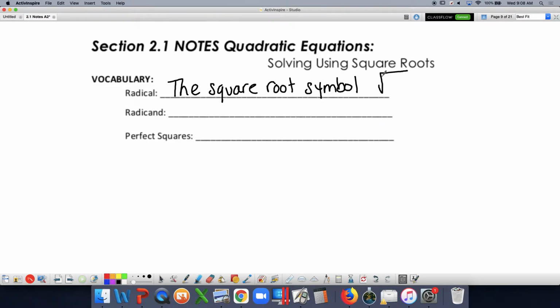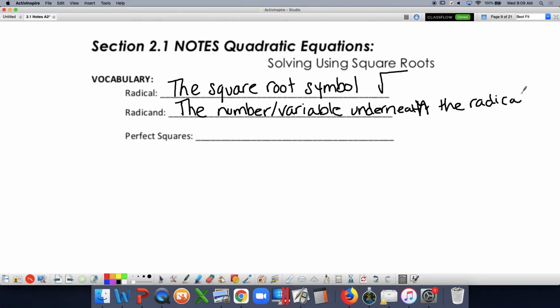So when you see the square root symbol, sometimes we refer to it as a radical. A radicand is the stuff inside the radical. So the number, variable, expression, whatever we end up having in there is inside the radical, or underneath, we'll say underneath. So the radicand is this stuff in here.